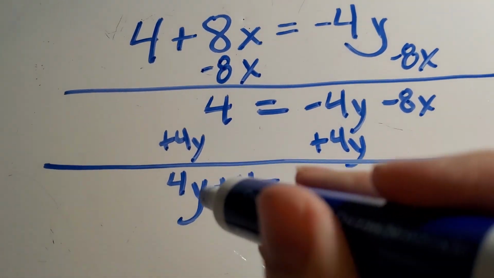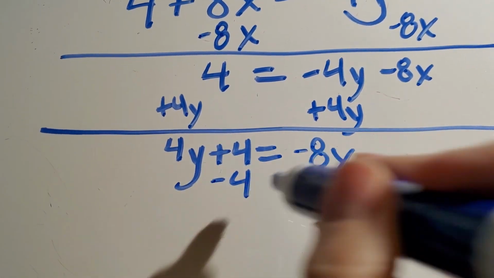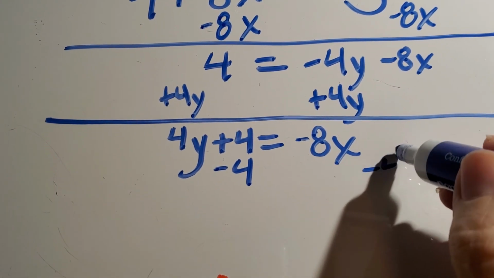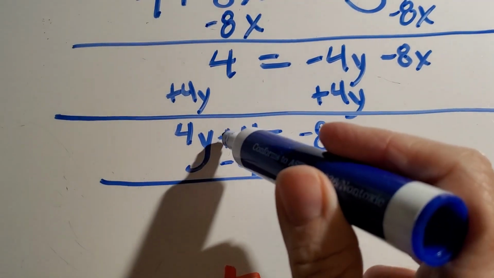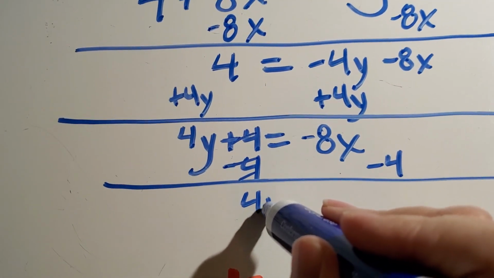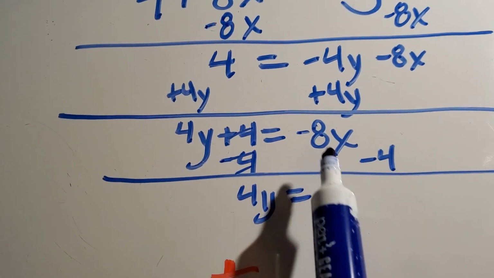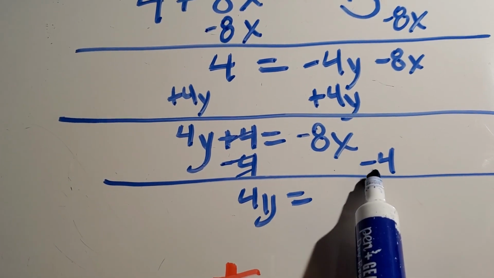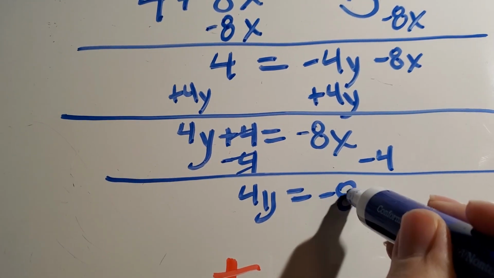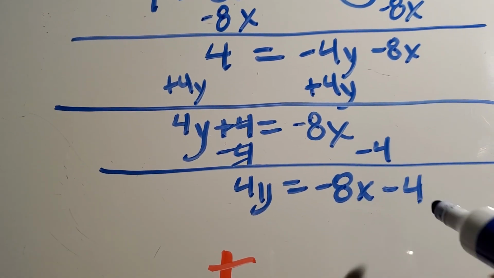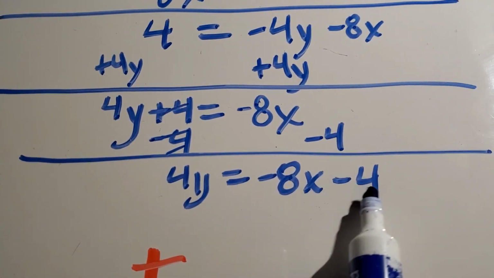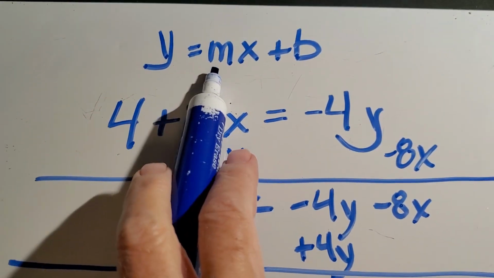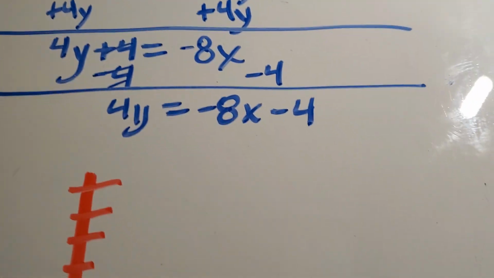Right now it's a positive 4. To get rid of it, I'm going to subtract 4 from both sides. So I'm going to have 4y, and these are going to cancel out, equals negative 8x minus 4. Okay, it is all in the right order now. I've got y's equal x's and numbers. Y's equal x's and then our plain numbers.